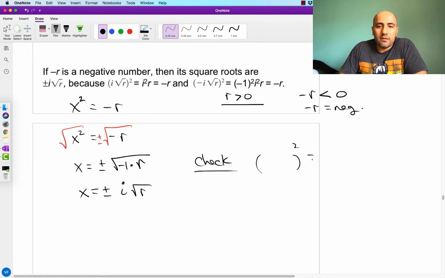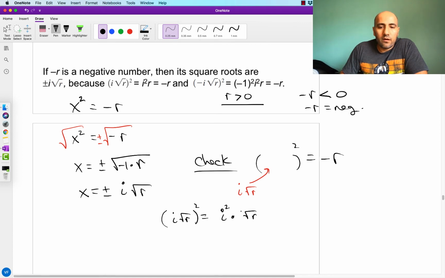Check. Blank squared equals negative r. One thing we could do is insert an i root r, right? Let's check it. i root r squared, well, that's going to be equal to i squared times the square root of r squared. And we know that i squared is just negative 1, times the square root of r squared, that's just r. So this equals negative r. So it works out.